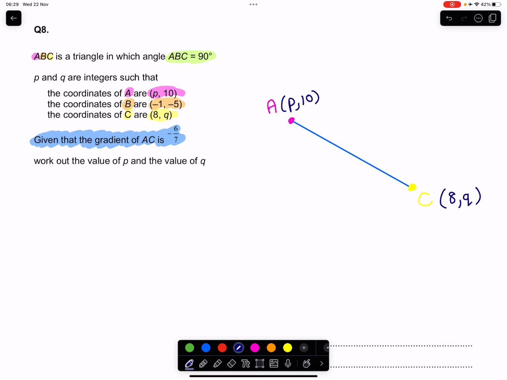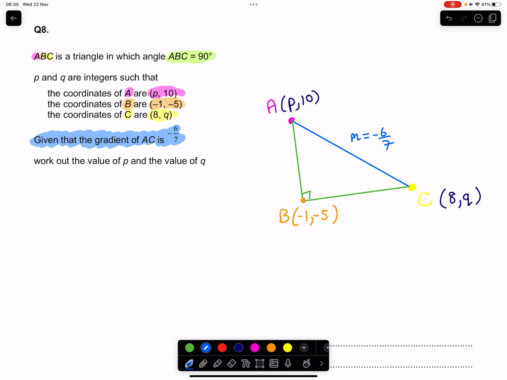Now I have a right angle triangle at the other part. So what I'm going to draw here, I'm going to make sure that in my picture at least it looks like a right angle. So something like this will hopefully come out. Okay, yeah, there we go. So we have a right angle here, and that's point B, which is minus 1 comma minus 5. So that's a diagram that shows all of the information that we have. If I just add the fact that this gradient is negative 6 over 7 here.